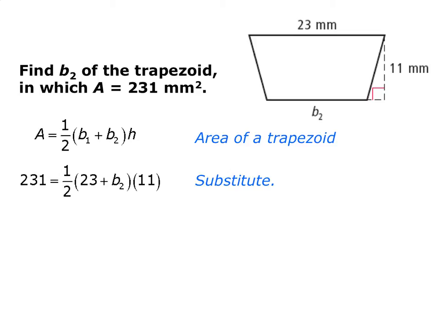You could probably either distribute 11 or distribute the 1/2, or you can do some dividing to get rid of them. I know what I would probably do. I would probably simplify. In my mind, it doesn't really matter if the times 11 is out there or if I brought it in here. I would probably multiply 1/2 times 11, but that's just me. If I would do that, I would get 5.5 times 23 plus B2 equals 231. I would probably not distribute. I would probably divide by the 5.5 to get rid of it.